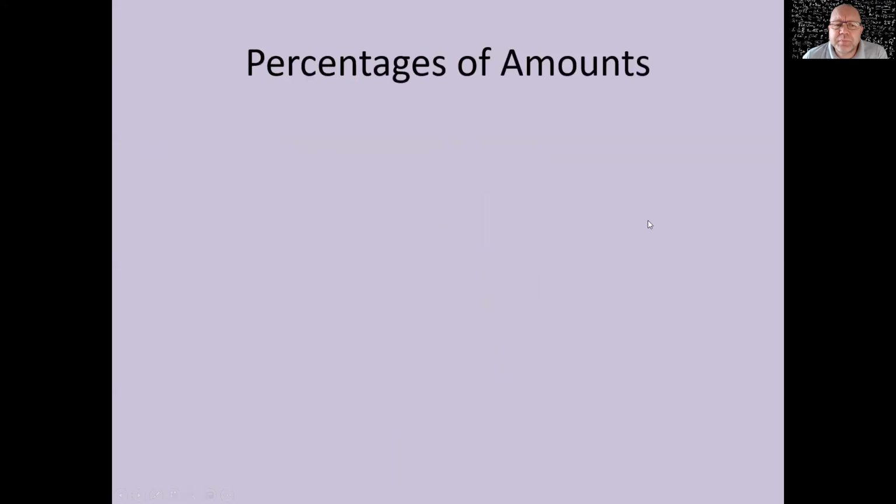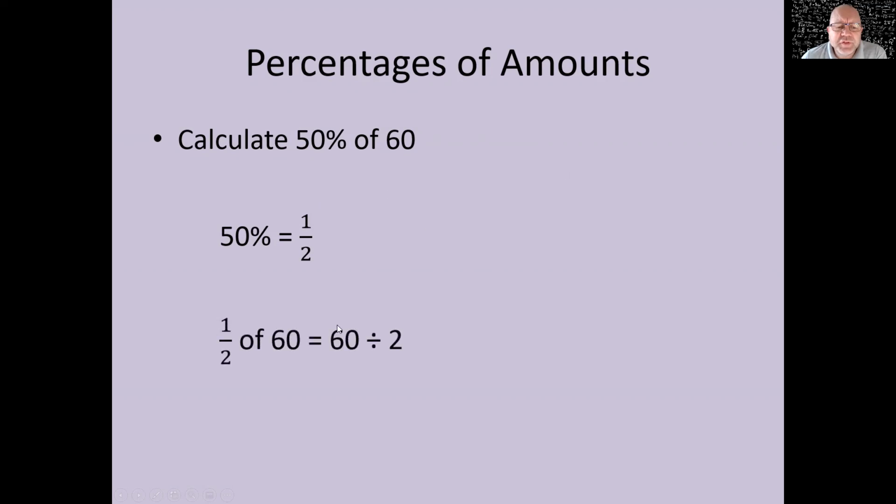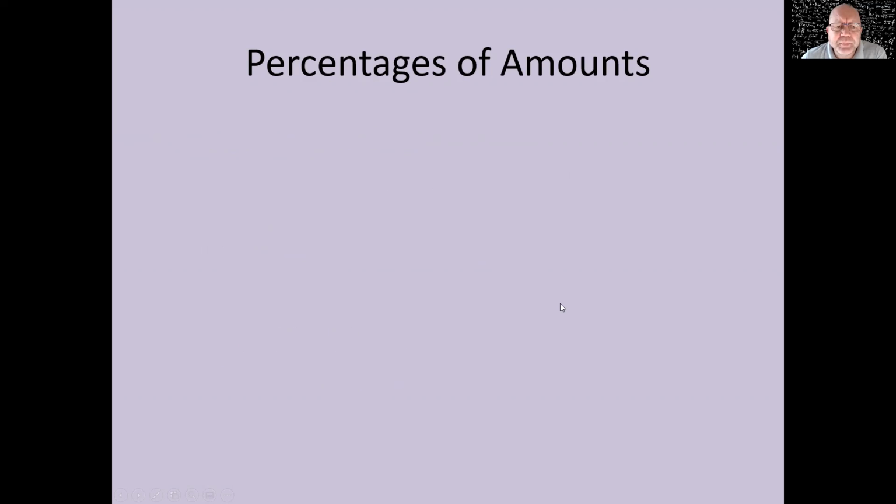So to calculate 50% of a value, in this case 60, all we need to do is remember that 50% is the same as a half. And to find half of 60, we divide by 2. 60 divided by 2 is 30. So it's all about remembering the fraction equivalent of the percentage. 50% is half. Half of 60 is 30.